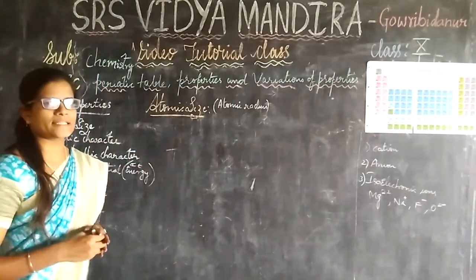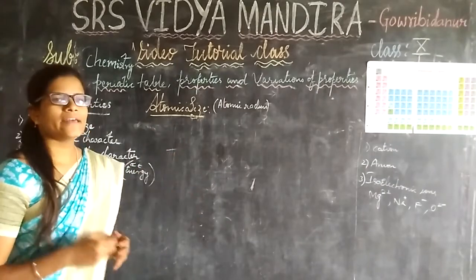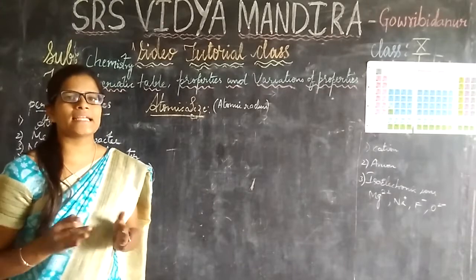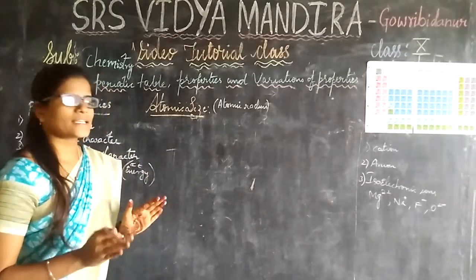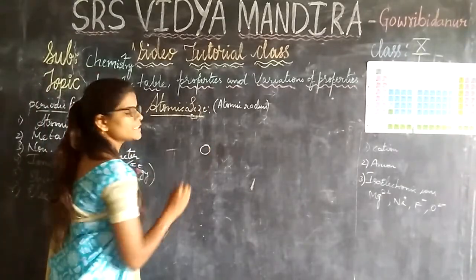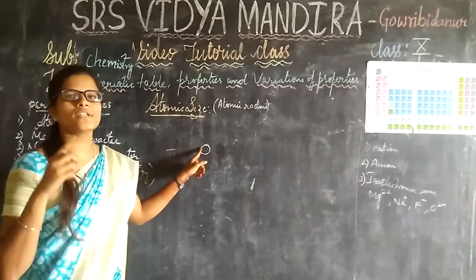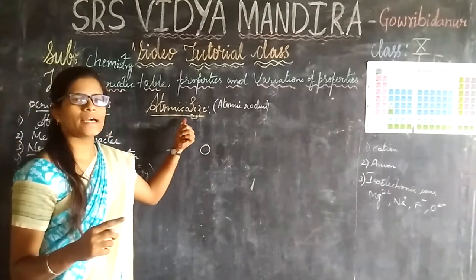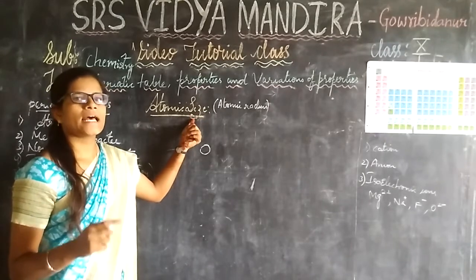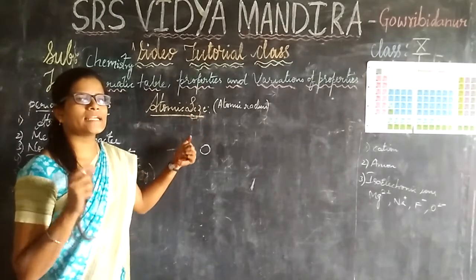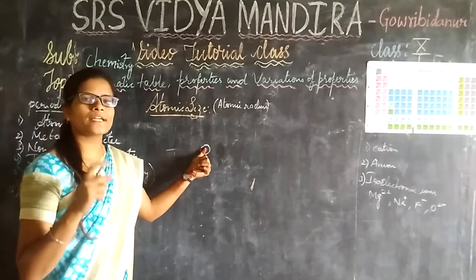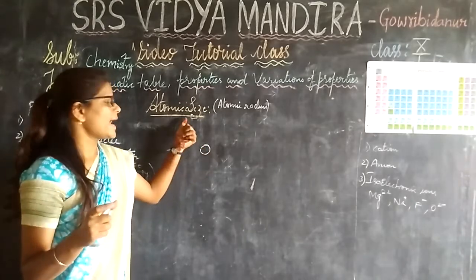Coming to atomic size. Before going to this, I will give the definition of atomic size. Atomic size is nothing but the distance from the center of the nucleus to the outermost shell, which is called atomic radius or atomic size.